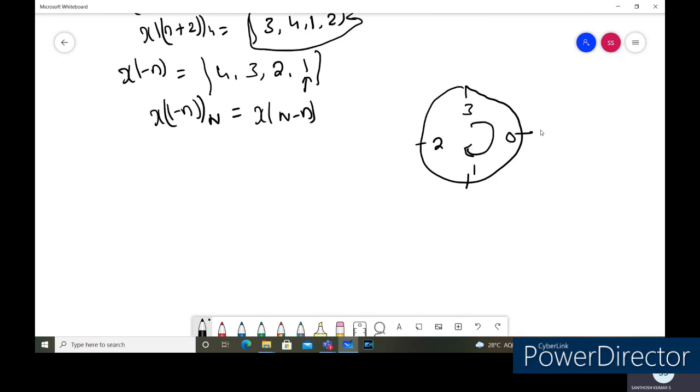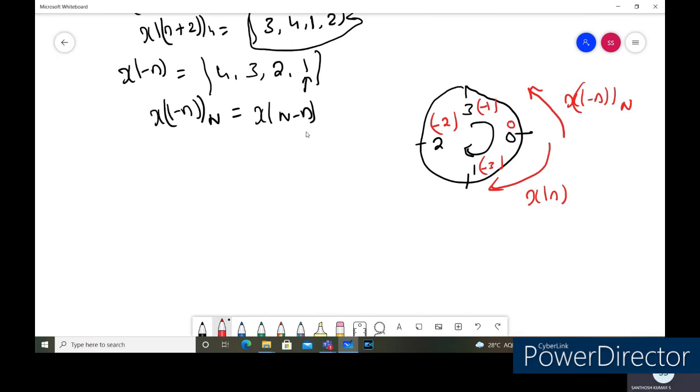When you go in the anti-clockwise direction, this sequence will be equal to 0, and I'm going to indicate the anti-clockwise with the red color. So this is minus 1 when you go anti-clockwise, this is minus 2, and this is minus 3. For the clockwise direction, we denote the sequence as x of n. For the anti-clockwise direction, we denote it as x of minus n mod n.